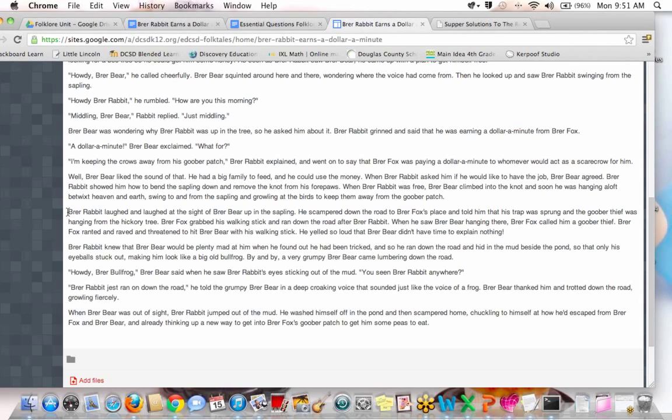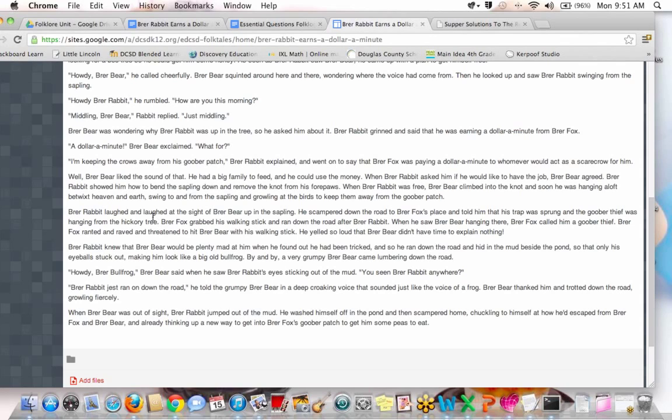Br'er Rabbit laughed and laughed at the sight of the bear up in the sapling. He scampered down the road to Br'er Fox's place and told him that the trap was sprung. The goober thief was hanging from the hickory tree.